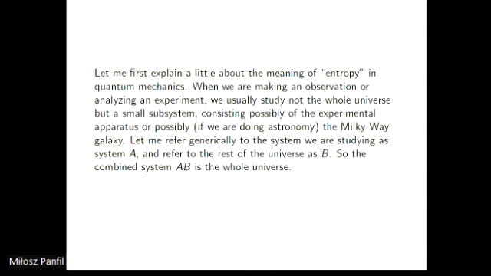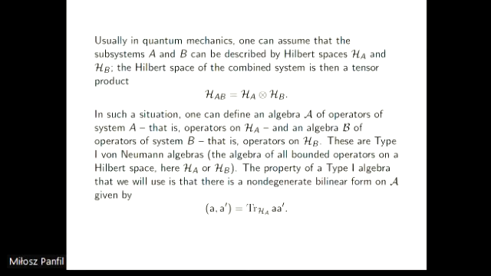Let me refer generically to what we are studying as A and refer to the rest of the universe as B. So the combined system AB is the whole universe. Usually in quantum mechanics, we can assume that the subsystems A and B have separate Hilbert spaces, H_A and H_B. Then the Hilbert space of the combined system is a tensor product. H_AB is H_A tensor H_B.